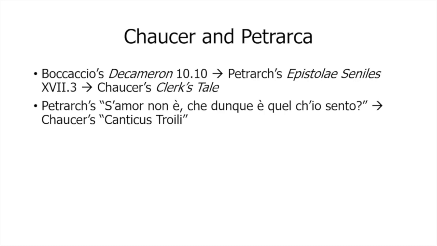And I'll say more about the sonnets in a few moments, but Chaucer was probably the first person in England to translate a Petrarchan sonnet, and he inserts it into his poem Troilus and Criseyde. So S'amor non è che dunque è quel ch'io sento is the sonnet in question, although Chaucer does not translate the sonnet form, he only translates the content and he uses his own stanzaic form. But that's an important moment in the history of the English adaptation of the sonnet form.